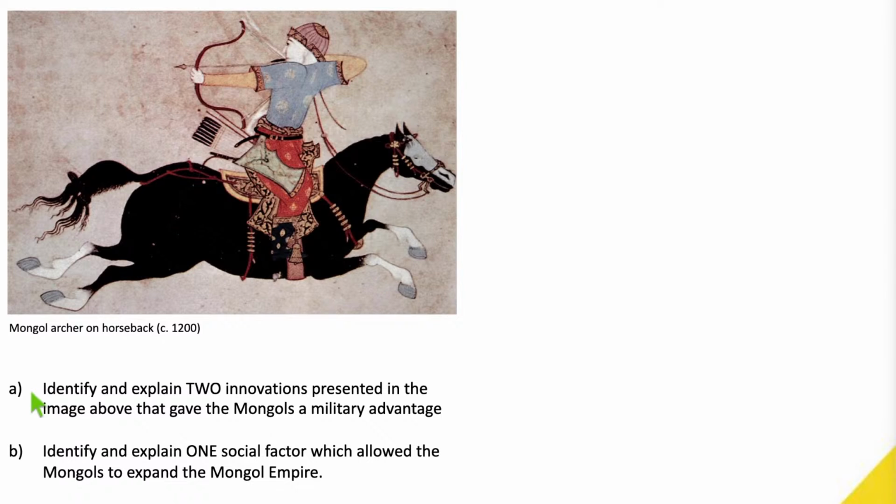I'm going to read the question, and if things show up, that's going to be great. I'd love to see the answers. A says, identify and explain two innovations presented in the image above that gave the Mongols a military advantage.